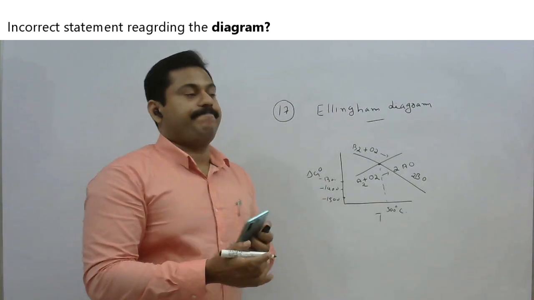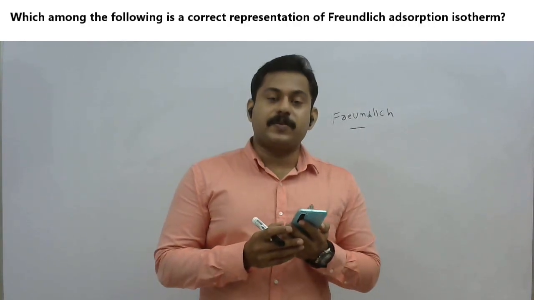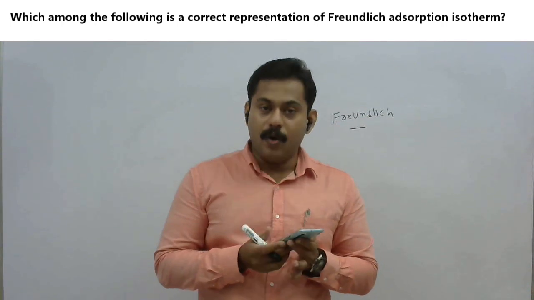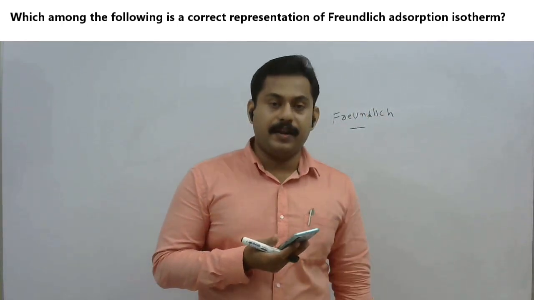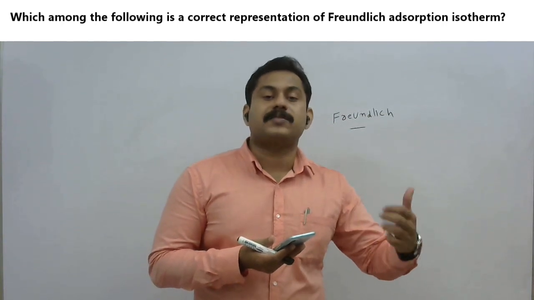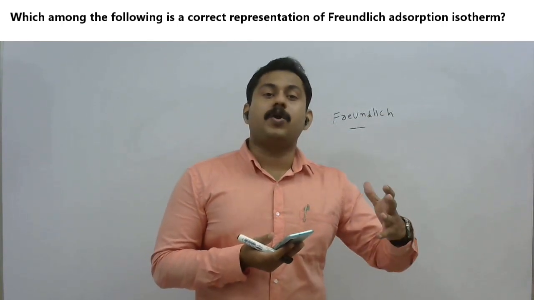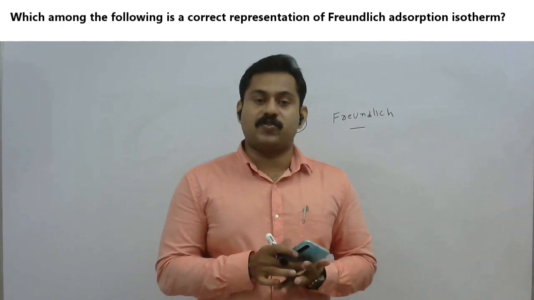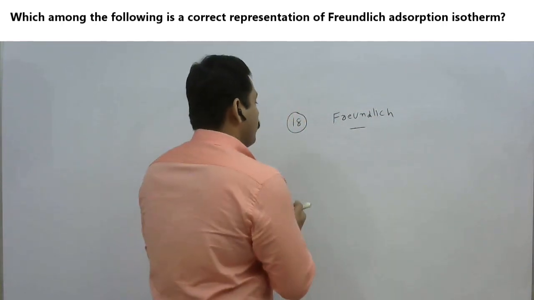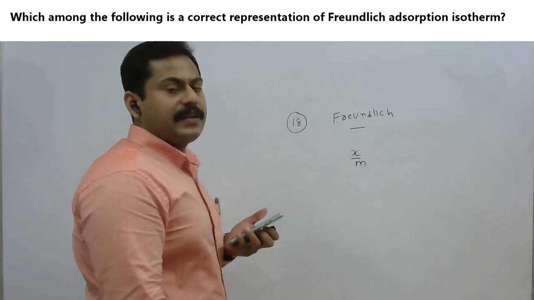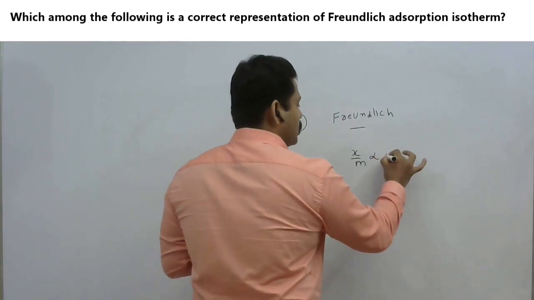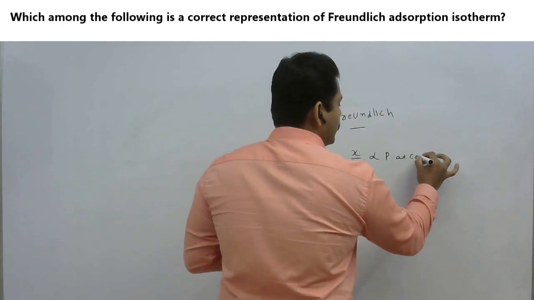Okay, now let's start question number 18. Question number 18 is based on the Freundlich adsorption isotherm only, right? So what about the Freundlich adsorption isotherm? The amount of a gas adsorbed by the adsorbent, that is X by M only, right? So X by M is directly proportional to pressure at constant temperature.